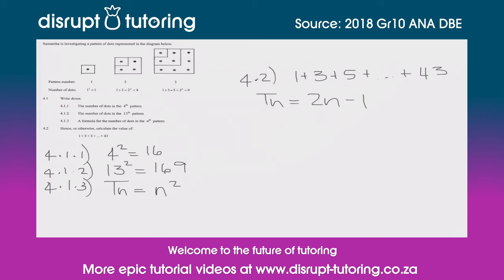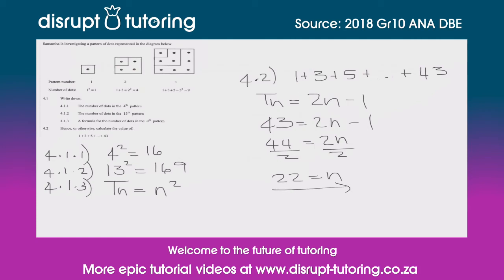Now let's sub in 43 as our term. So 43 equals 2n minus 1. Let's solve for n. We take the 1 across. That's going to give us 44 equals 2n. We then divide both sides by 2, and that's going to give us 22 equals n. Why is 22 useful to us?